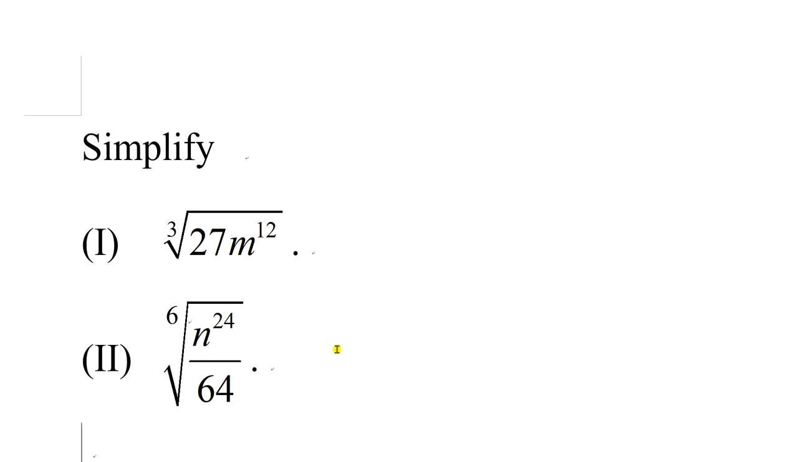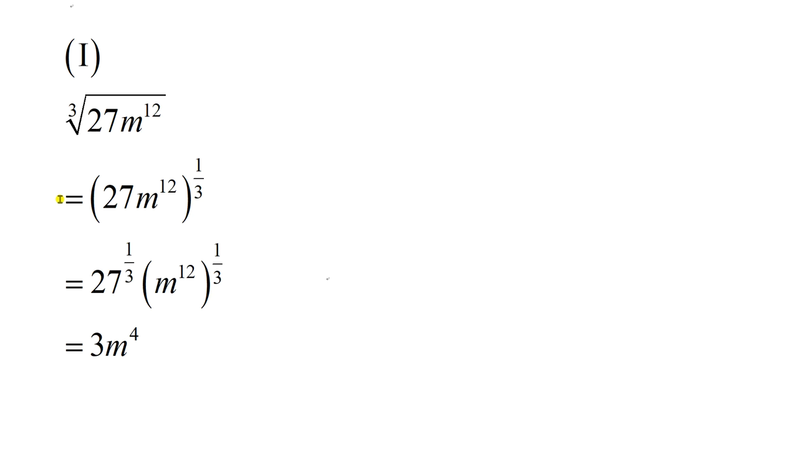Next, simplify these two expressions. Then what can we do? For part 1, 27 times m to the power 12, and I take the whole cube root. So you need to add a bracket to it, that becomes 27 times m to the power 12, and then bracket 1 over 3. The index 1 over 3 can be distributed to 27 and then m to the power 12 because there is only one term inside the bracket. So simplify this, you get 3 times m to the power 4.